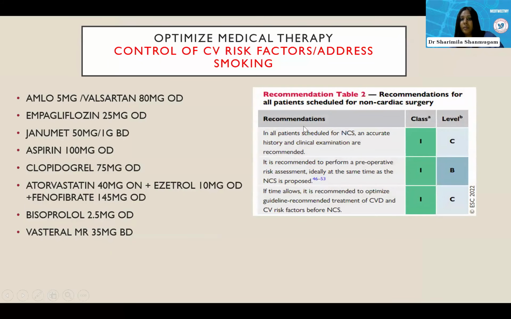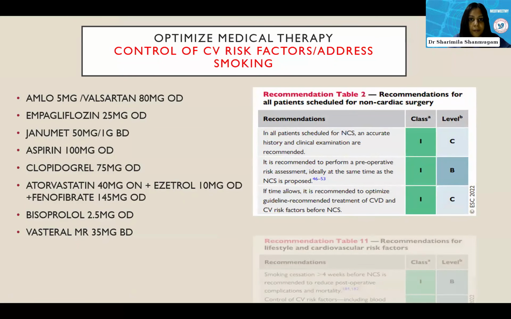Okay, so the recommendation, again from the beginning, for all these patients, you will need a clear history and clinical examination, class 1C. It is recommended to perform a preoperative risk assessment, right? So it's correct for them to refer, okay? And if time allows, it is recommended to optimize guideline recommended treatment for cardiovascular disease and cardiovascular risk factors before the surgery, class 1C.